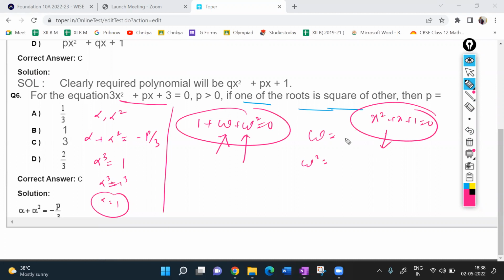After factorizing this one, you get the omega value and the omega square value. Okay, that is the concept we must use here, I think. Then let me check with that.